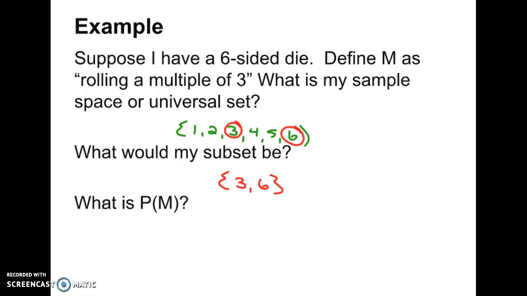So at the end, you have 2 things that are multiples of 3 out of 6 total numbers. So 2 out of 6 are multiples of 3. So that reduces down to 1/3.